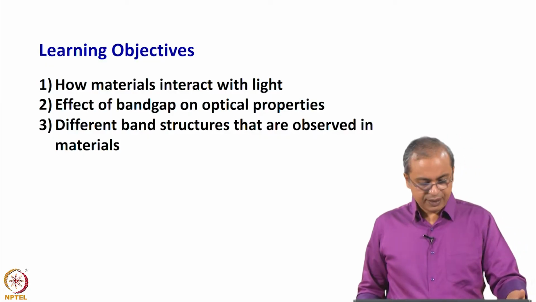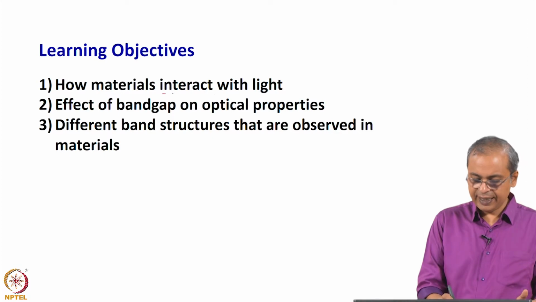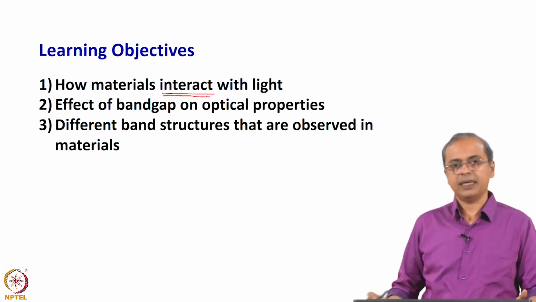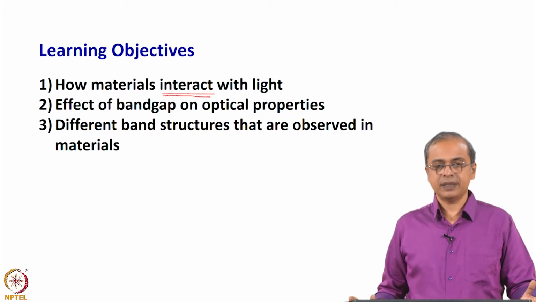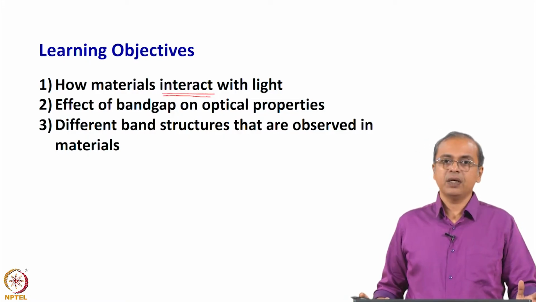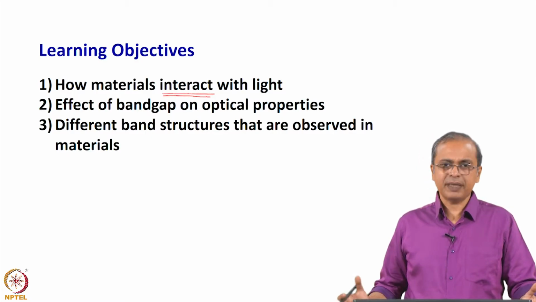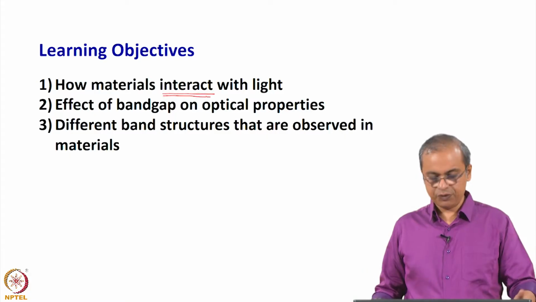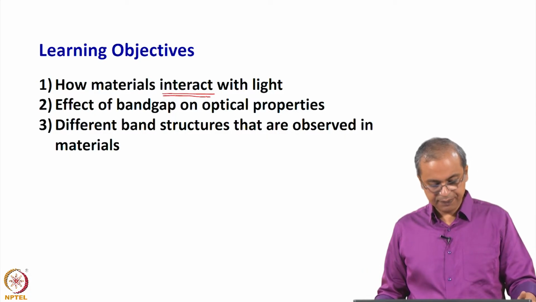So, our learning objectives are that we will first look at how materials interact with light. This is, I think, a very important thing for us to understand: what is it that is happening when light interacts with matter. To some degree we may already be aware of it, but for the sake of completeness we will look at how materials interact with light.